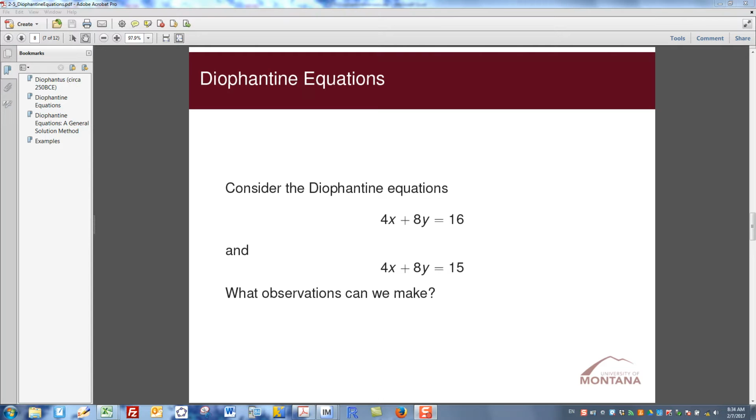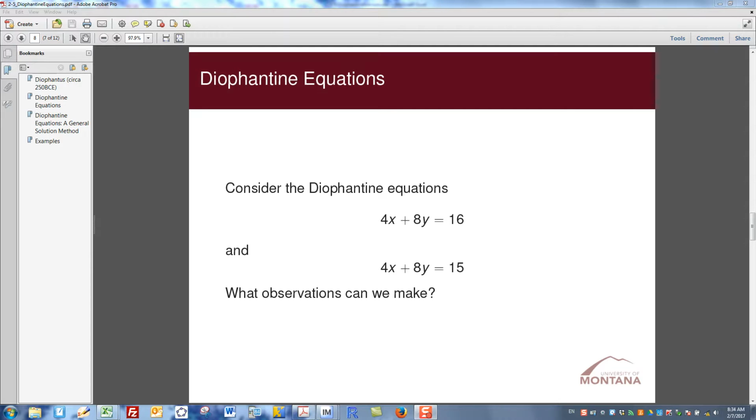So one of the things you might have thought is that the first one has solutions in the integers and the second one doesn't. The first one definitely has solutions in the integers because I can pretty quickly identify one. For example, I could let x be equal to 2 and y be equal to 1, and then I get 8 plus 8 is 16. So definitely a solution exists in the first one.